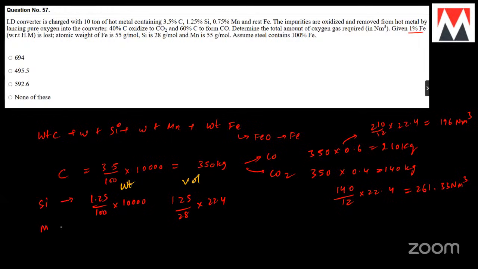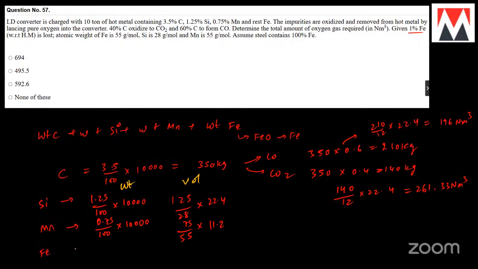You have manganese next. Manganese is again 0.75 by 100 into 10,000. So what is the manganese weight? You need to convert this into oxide, right? Manganese oxide, if you take, manganese has a weight of almost 55. So you can write 55 into 11.2. Oh, this is 100 by 10,000, you get 75. So this is the volume of manganese.